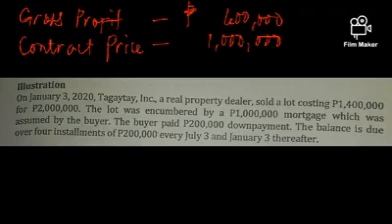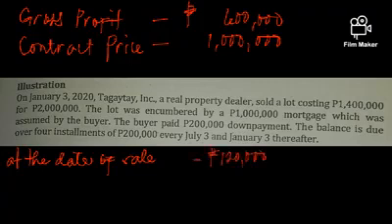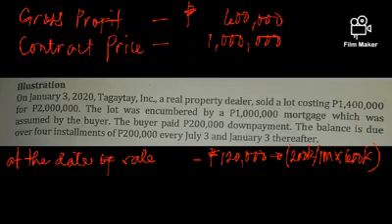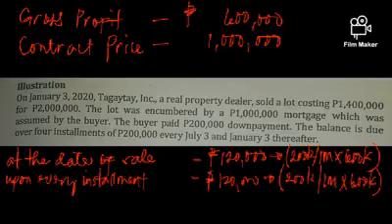At the date of sale, Tagaytay Incorporated shall recognize the gross income of 120,000. So that is 200,000 pesos cash down payment divided by the contract price of 1 million times the gross profit of 600,000 pesos. And on July 3, 2020, and upon every installment, Tagaytay Incorporated shall also recognize the gross income of 120,000 pesos. So that is 200,000 pesos installment payment divided by the 1 million contract price times the 600,000 pesos gross profit.